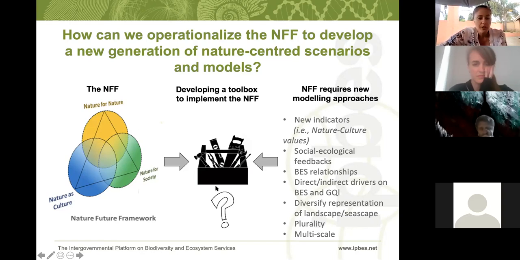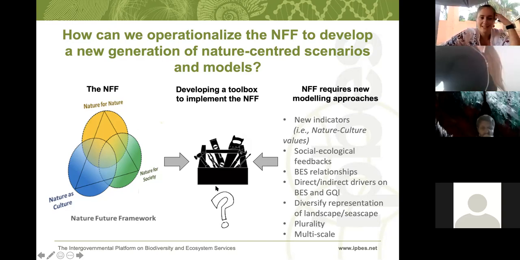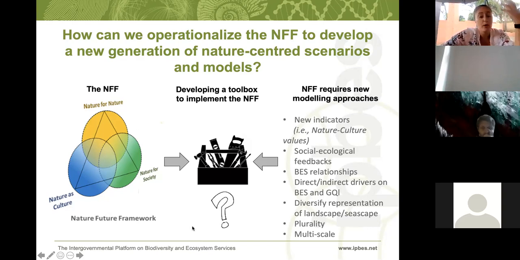We need to incorporate social ecological feedbacks into our scenarios and models. We need to look at the relationships between biodiversity and ecosystem services. So to go back to what it is that the diversity of the biosphere actually provides us in terms of meeting some of these different needs. And then also look at drivers, both direct and indirect drivers of change on biodiversity itself, but also on good quality of life. That's what GQL stands for, which is the IPBES terminology for well-being in essence.